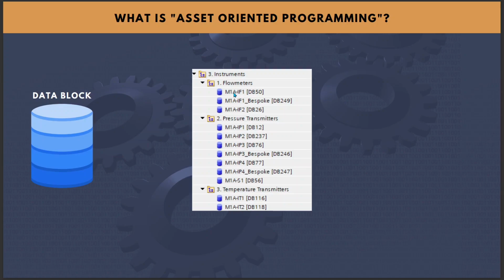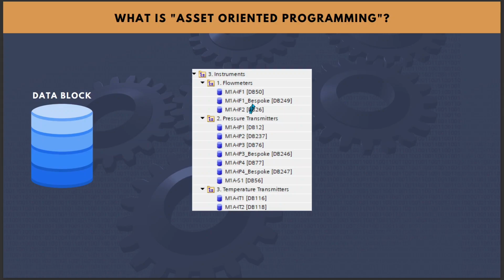So flow meters have a flow meter UDT, pressure transmitters have an analog UDT, and you'll find that the temperature transmitters also have an analog UDT, so they share the same one as the IP1 and IT1. And the only reason that we have them in two different areas is because from a project management point of view, that's a nice thing to do.